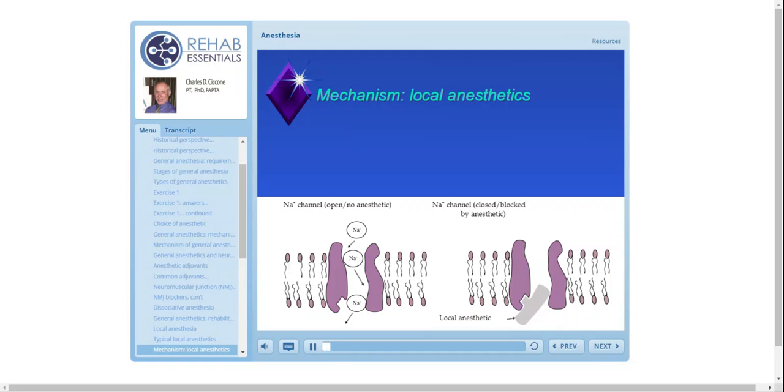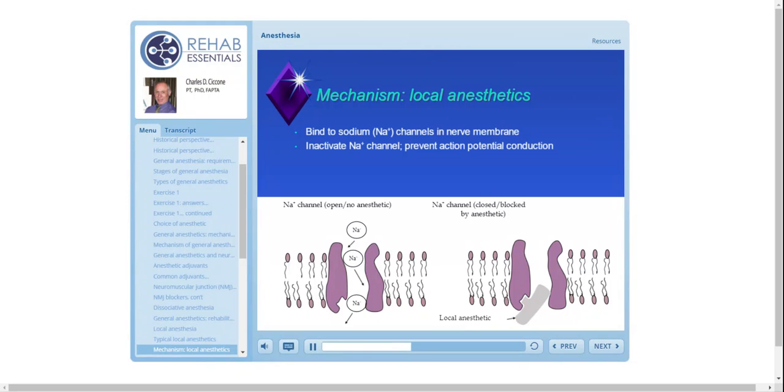Now, how do these drugs work? They work because they bind to sodium channels in nerve membranes that are located on the axon of the nerve. And when they do this, they inactivate that sodium channel. And if we inactivate a few of these channels in a row, we're not going to be able to get the action potential to be conducted past that point. They're like a roadblock.